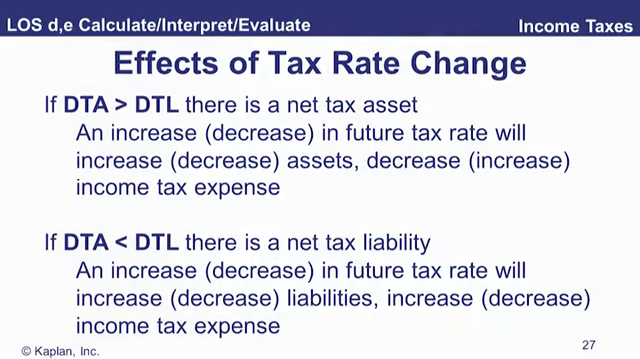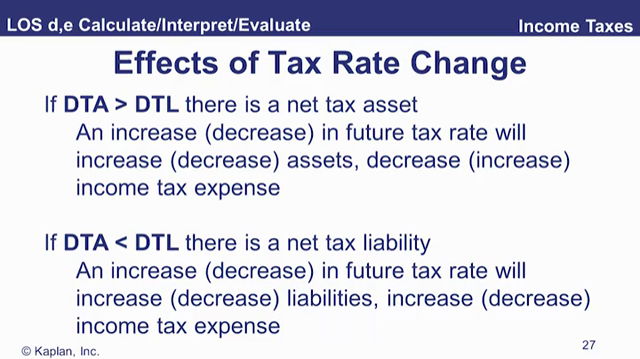Now, the effect of a tax rate change overall is going to depend on whether we have a net deferred tax asset or a net deferred tax liability. So let's have a look at the first scenario that we've got on our slide here. In the first scenario, our deferred tax asset is greater than the deferred tax liability. In other words, we've got a net deferred tax asset. What that means is if the tax rate increases, that will increase this net asset. And of course, if it increases the net asset, it will reduce the income tax expense.